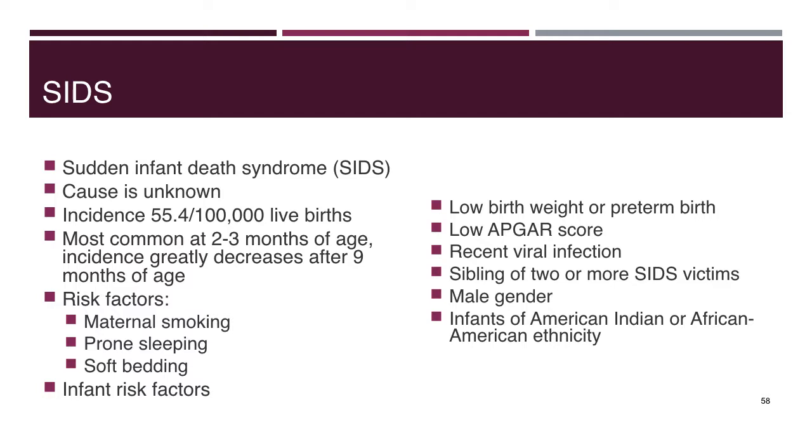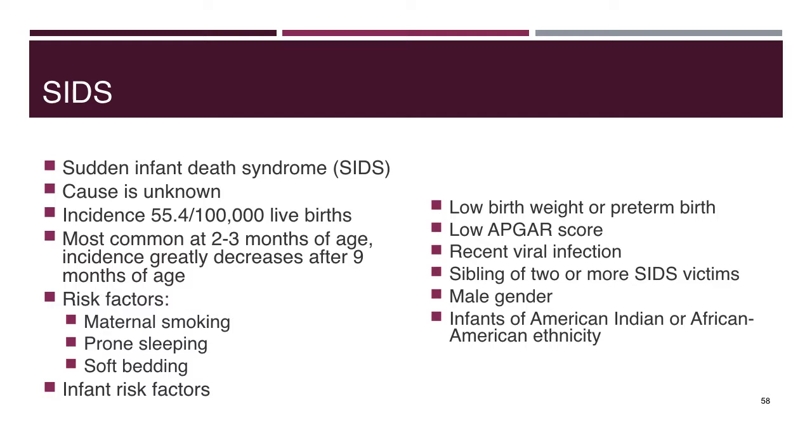Usually we will tell parents, because they're so worried about whether or not SIDS could happen to their child, that when that child gets to be 9 months, you can take a deep breath, because usually it doesn't happen after that point. Risk factors for SIDS include maternal smoking, sleeping in a prone position, and soft bedding. So it's why the recommendation from the AAP is that they have a firm mattress and that they sleep on their backs.